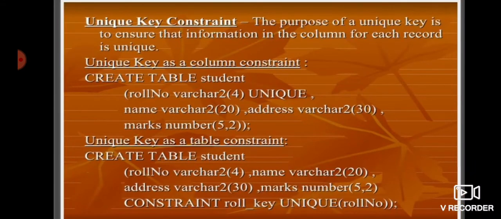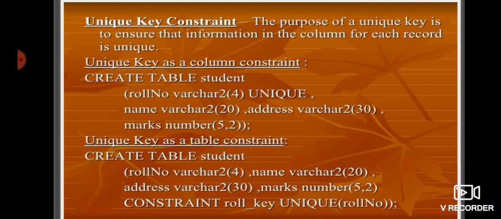And the second data constraint is unique key constraint. The purpose of unique key is to ensure that information in the column for each record is unique. So by enforcing the unique key constraint, the database administrator, that is DBA, ensures that information in the column for each record is unique.